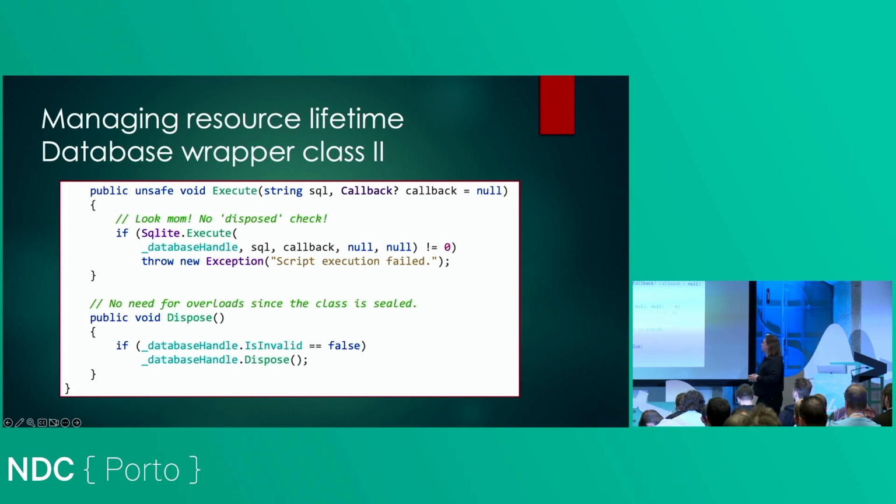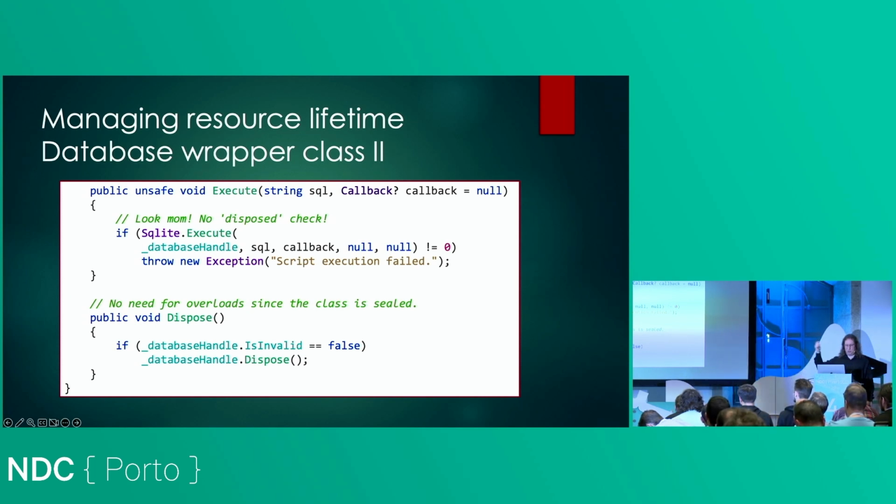Similarly, in the execute, so we call SQLite execute, we pass in that safe handle and the script, and optionally the callback. We don't need a dispose check, because the safe handle has a dispose check. So if the safe handle is already disposed, you will get your object disposed exception as you'd expect, because the safe handle does it for you. Less code on your side, that's great.